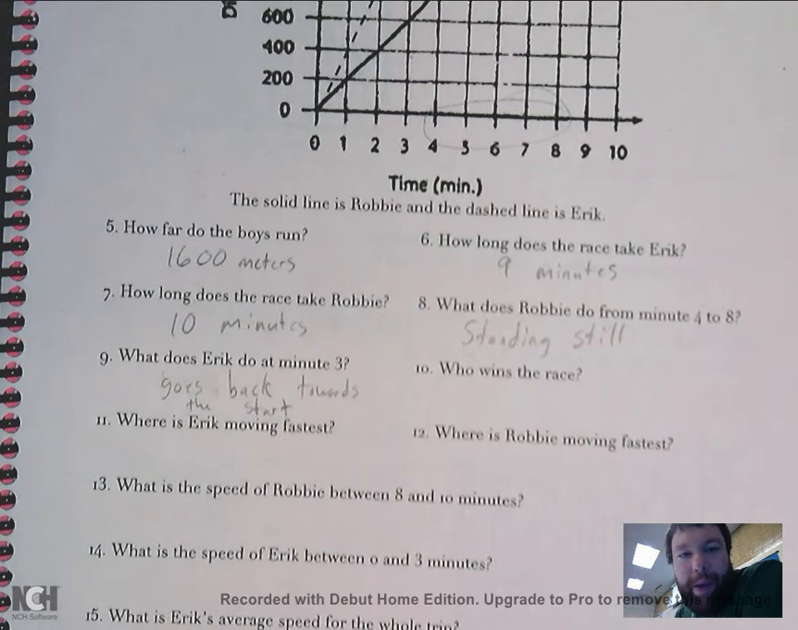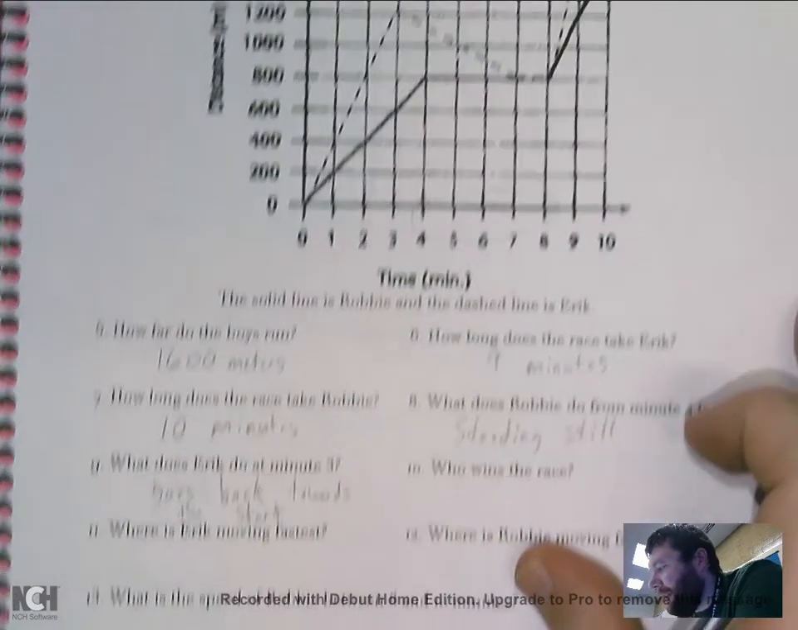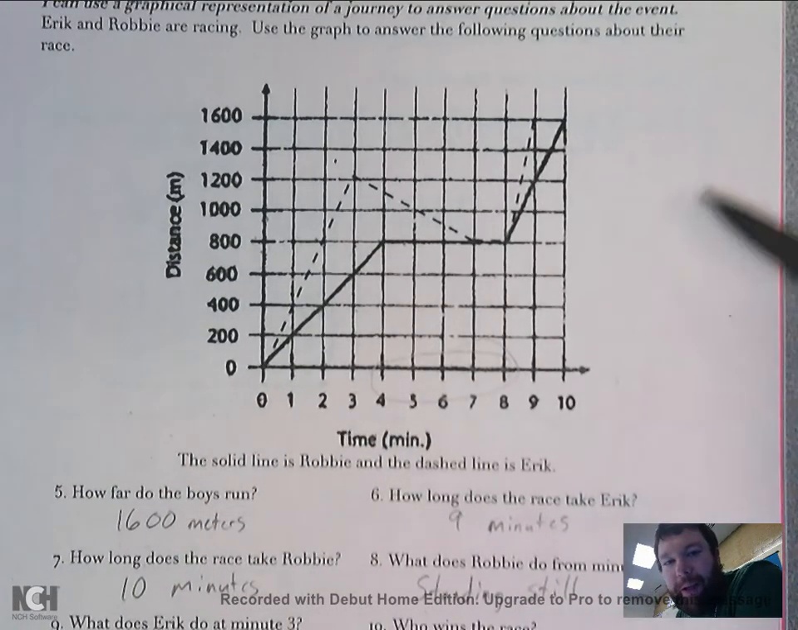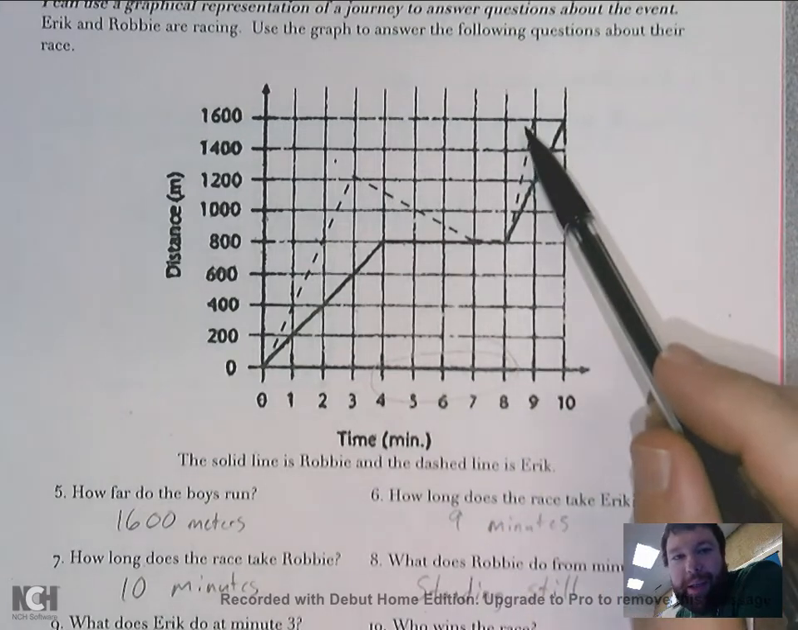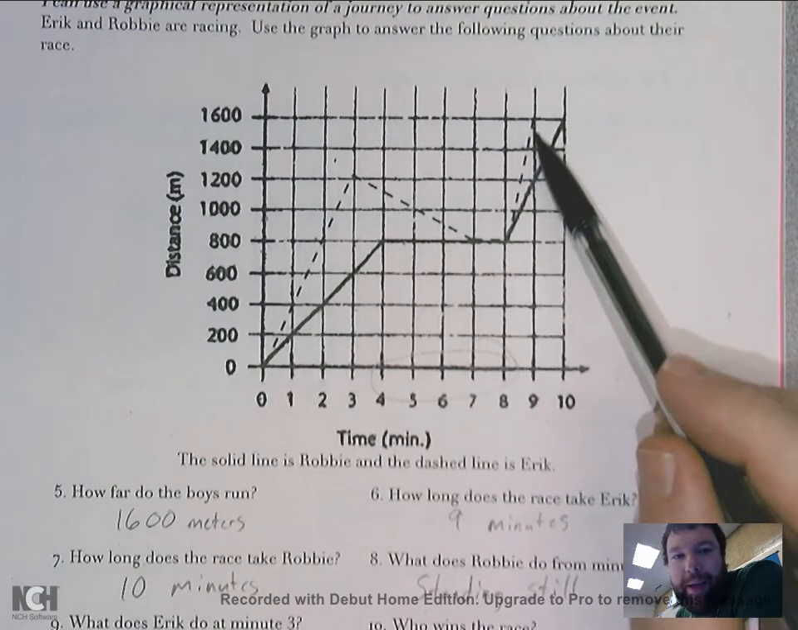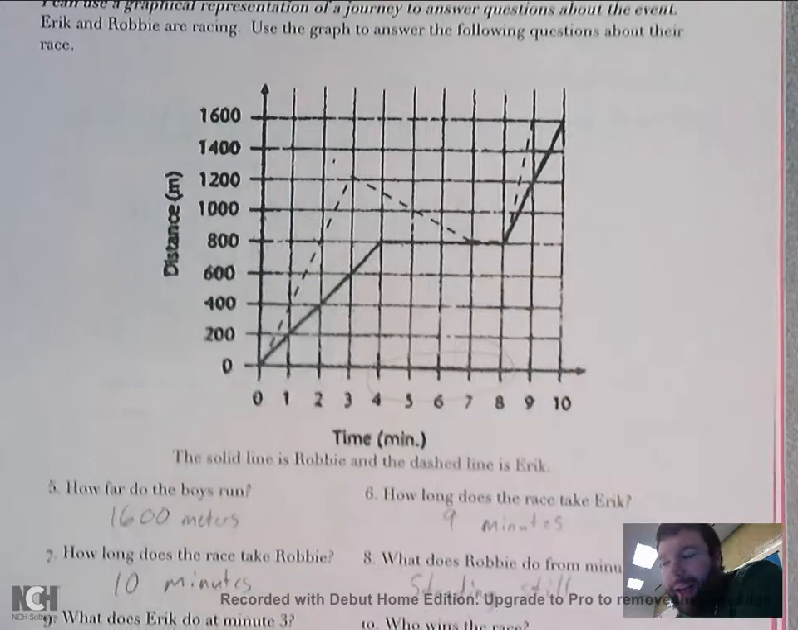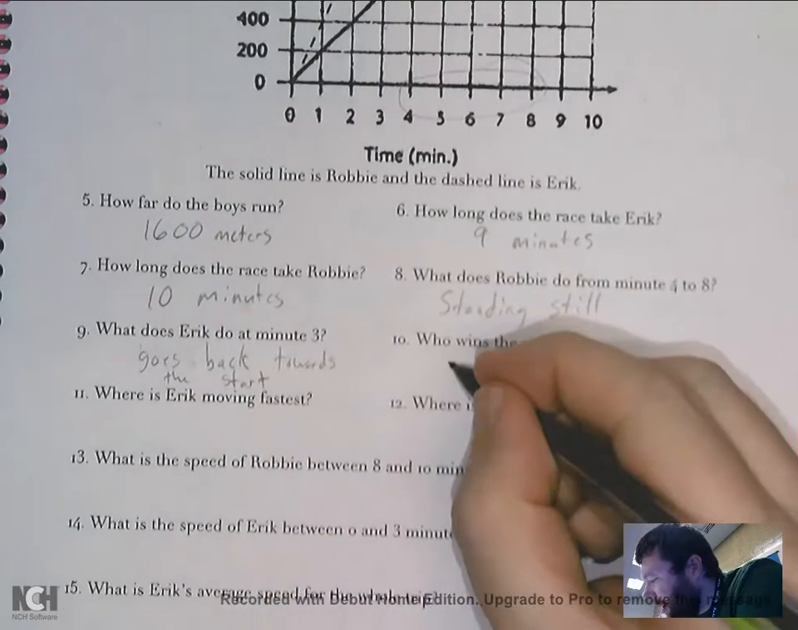Who wins the race? We're trying to see who gets to 1,600 first, right? It looks like the dashed line does. He finishes at 9, and the dashed line is Eric. So Eric is the winner.